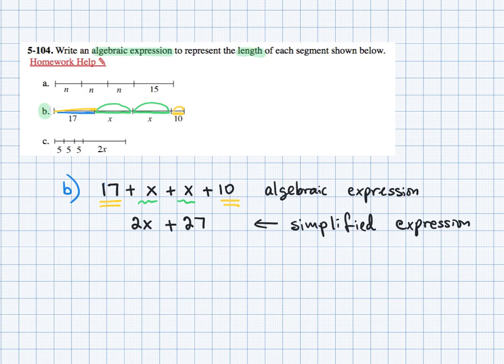And we're calling it simplified because you're no longer able to add those two. When we simplify, we combine only like terms. So combine like terms. The like terms here were the 2 x's and the 2 numbers. And that will be it for example B. So go back and do A and C on your own.